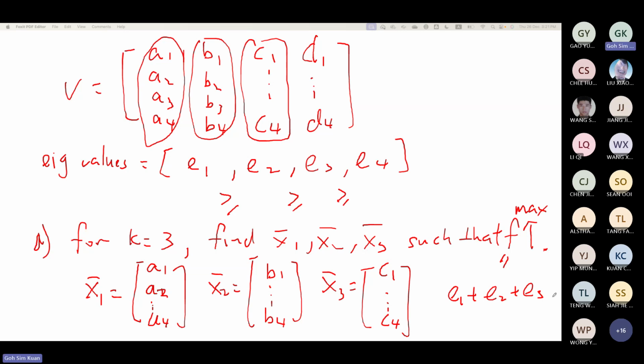Let's say we modify this question slightly. Instead of having k equals 3, let's say we reduce this to 2, and we try to solve the minimization problem. We do not have x3 anymore since we reduce k equals 2. So what we are looking for now is x1 bar and x2 bar. We do not need x3 bar now. So what will be our solution for x1 bar? D1 to D4, right? Great.